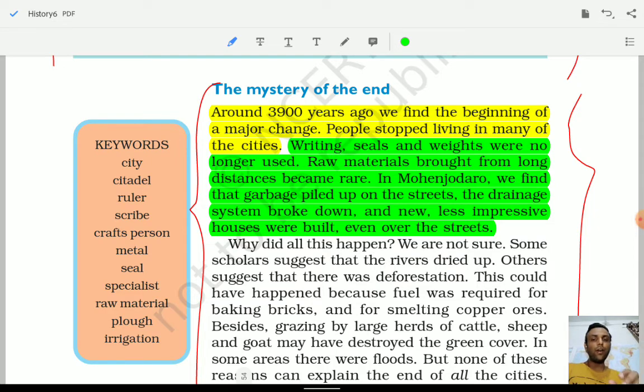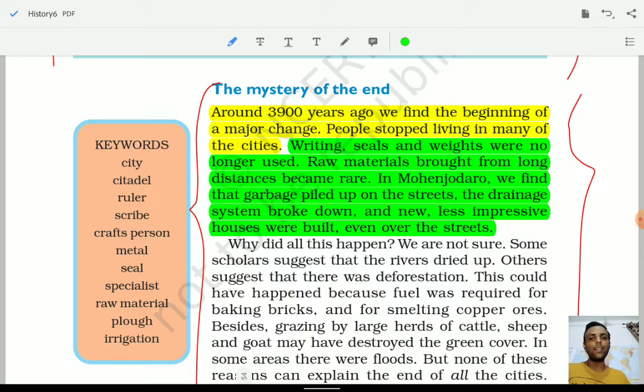In Mohenjo-daro, we found that garbage piled up on the street, the drainage system broke down, and new, less impressive houses were built even over the street. So understand that earlier they were keeping the city very neat, tidy, and clean, and now look at the end, when this particular civilization was on the brink of collapsing. They started taking less care of their city's cleanliness, and the garbage was there, and the construction was not so good.